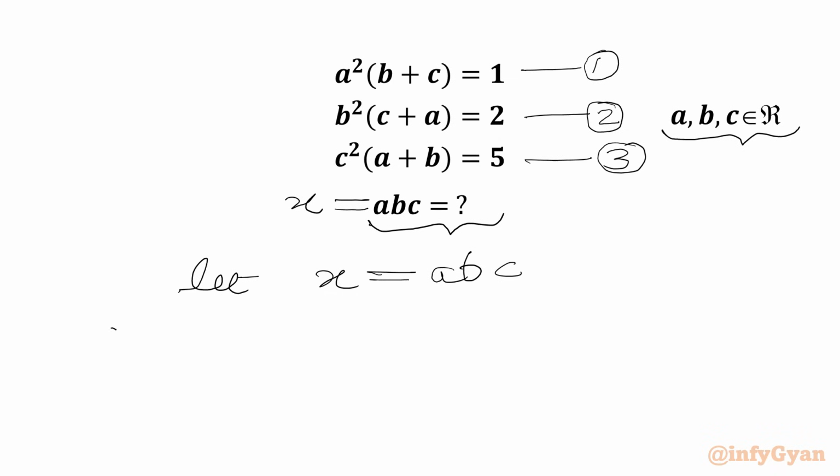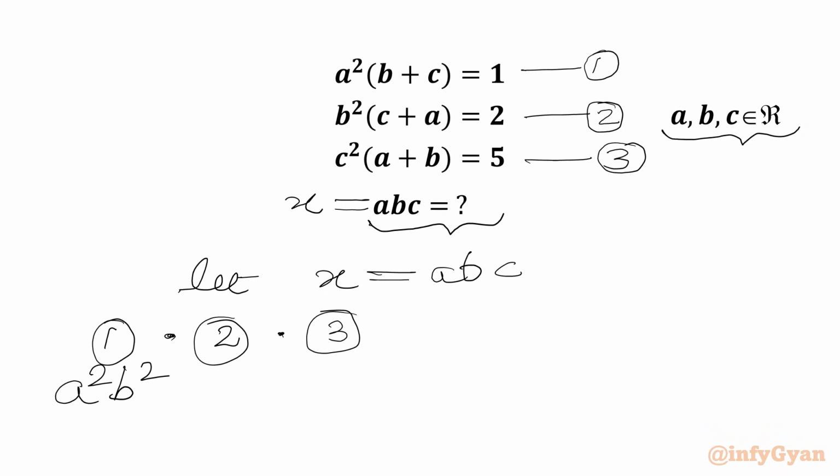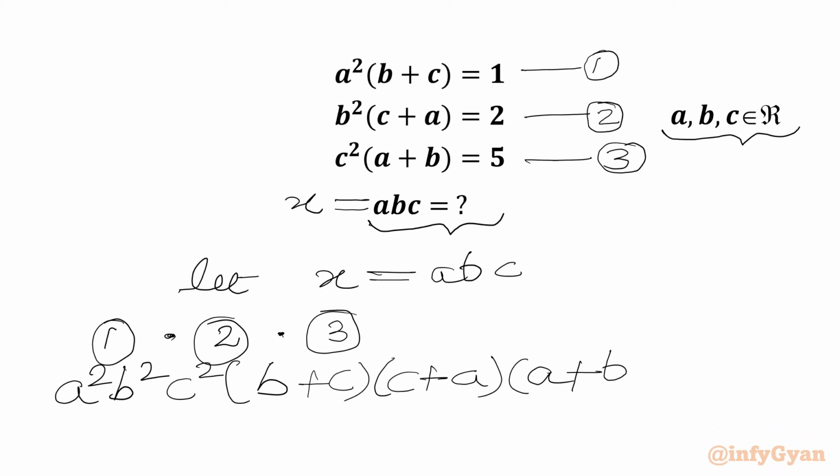Now we are going to multiply all the three equations, 1 times 2 times 3. So we will write here a square, b square, c square times (b plus c) times (c plus a) times (a plus b). In the RHS, we will multiply 1 with 2 with 5. So we can write the RHS would be 10.